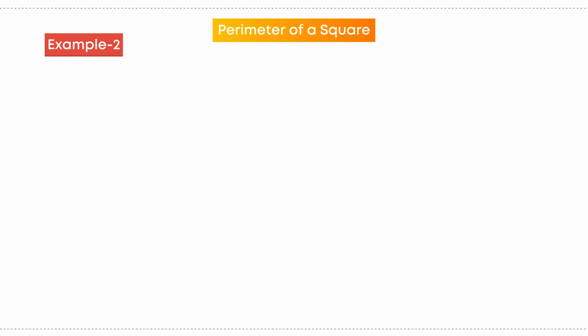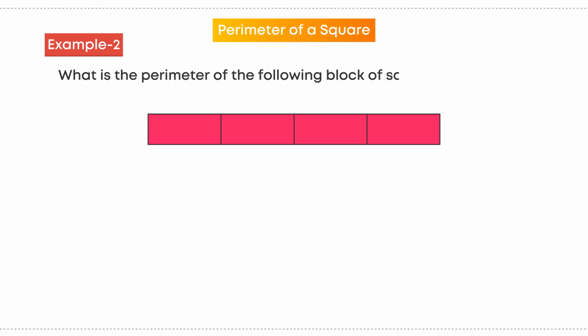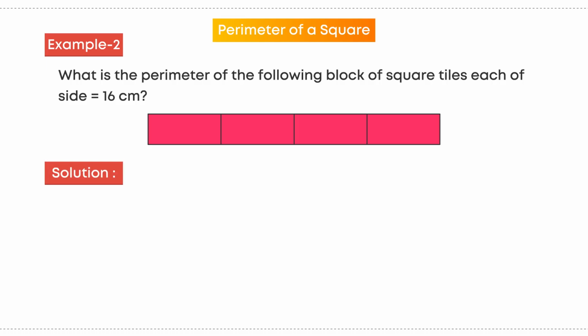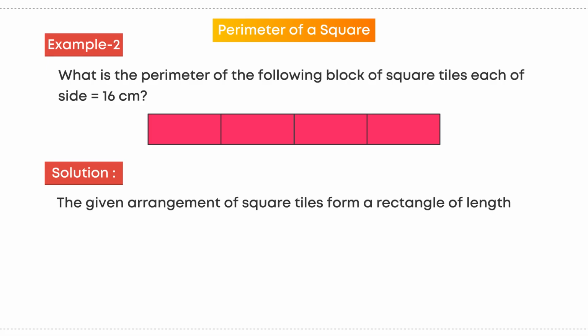Example 2. What is the perimeter of the following block of square tiles, each of side equal to 16 centimeters? Solution. The given arrangement of square tiles forms a rectangle of length 16 plus 16 plus 16 plus 16, is equal to 64 centimeters, and breadth is equal to 16 centimeters.